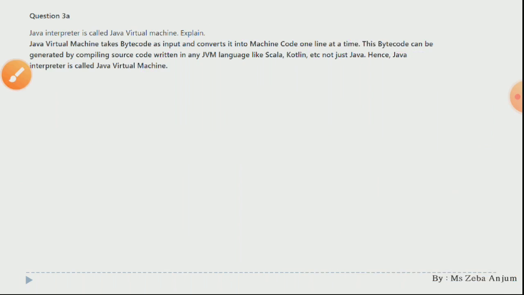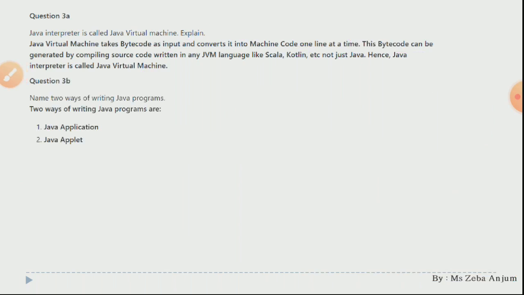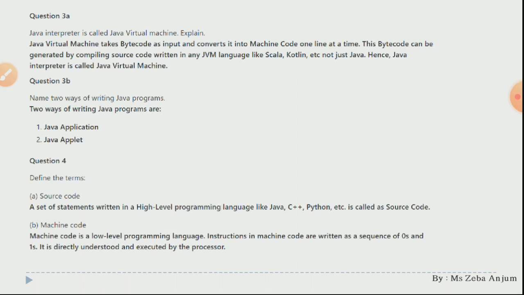Okay, see the third B question. Name two ways of writing Java programs. Very simple, Java application or Java standalone application you can write down, and the second one Java applet. Fourth question, define the term source code. Source code is what you write in BlueJ, likewise public static void main. This is basically your source code.